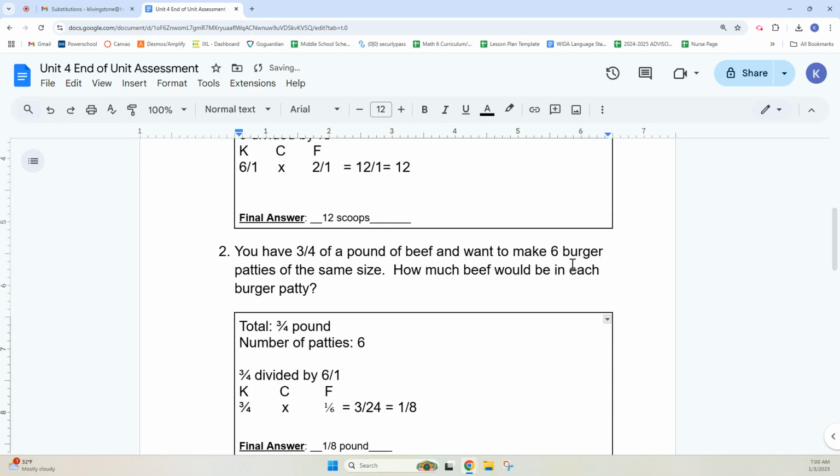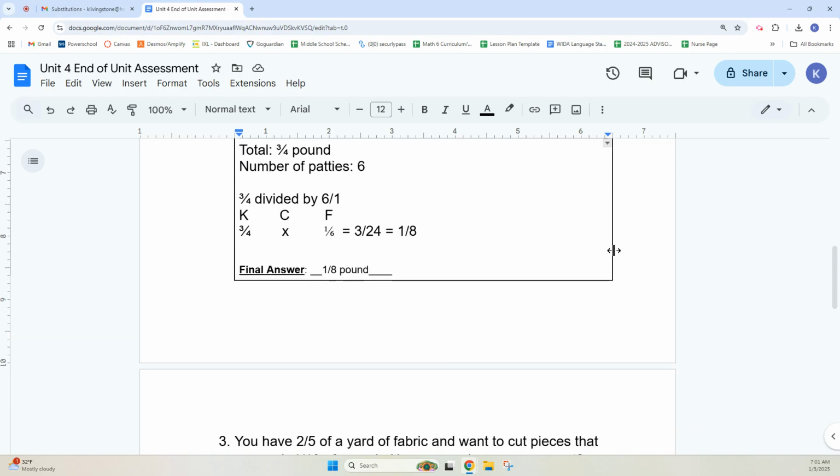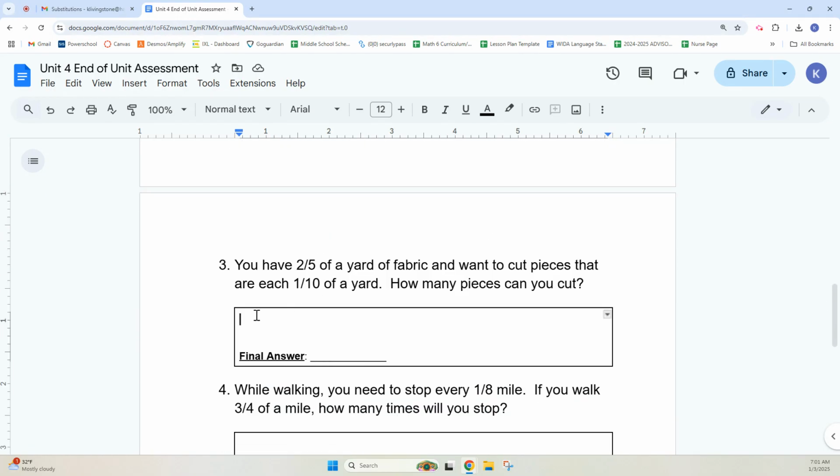Again, 3 and 24, you can pull out a common factor of 3. 3 divided by 3 is 1. 24 divided by 3 is 8. Notice 3/24 is not equal to 8. 24/3 is equal to 8. It's a very common mistake. All right, on to question 3.